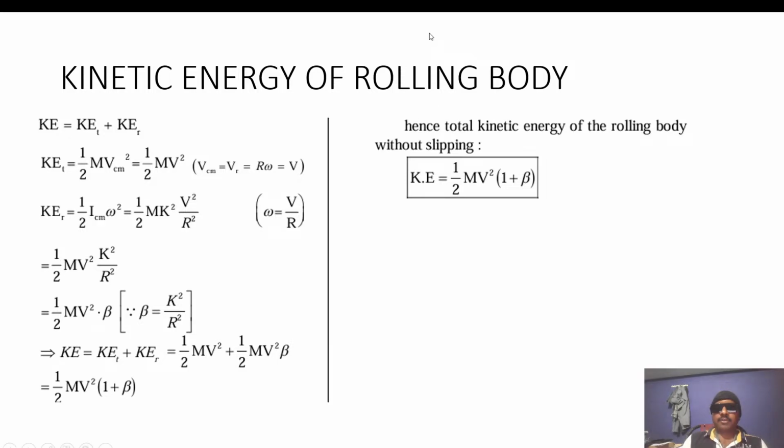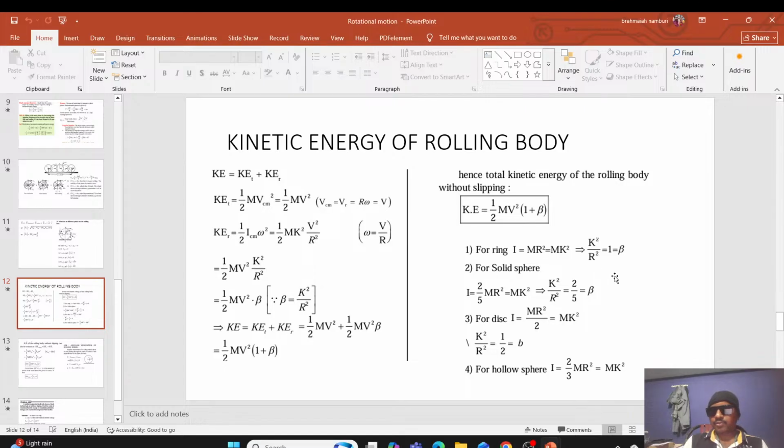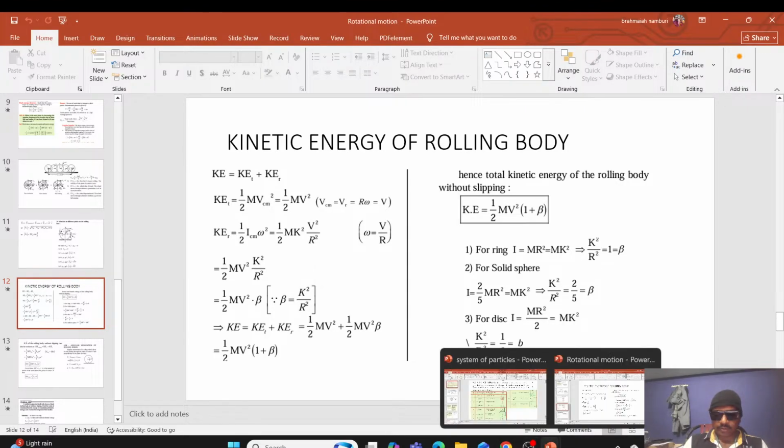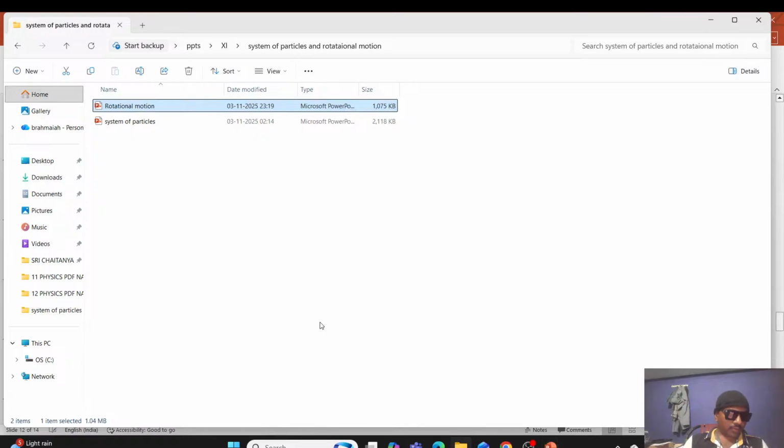So this is regarding rolling motion. Next, we have to go to gravitation.